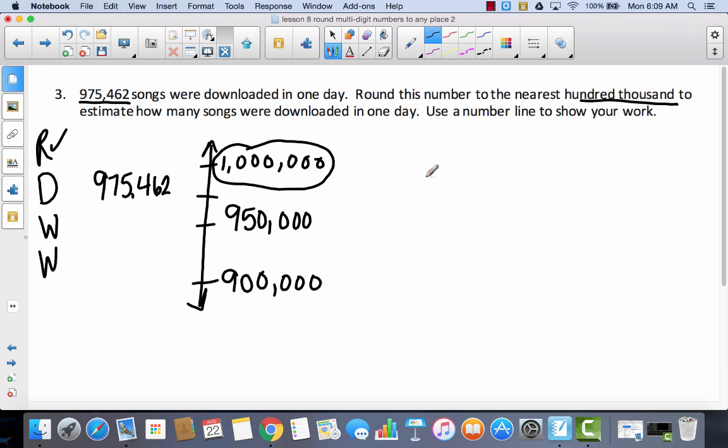So now I have to write a number sentence. In this case, I didn't multiply, divide, add, or subtract, so my number sentence can look like this.